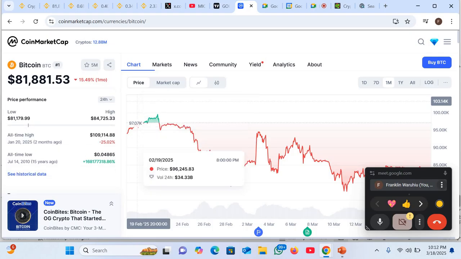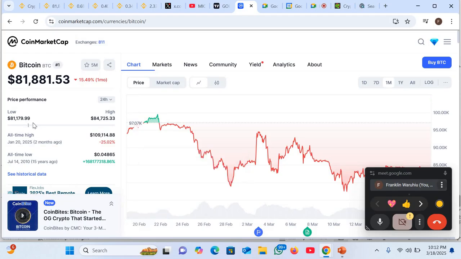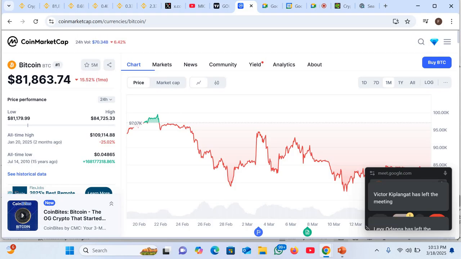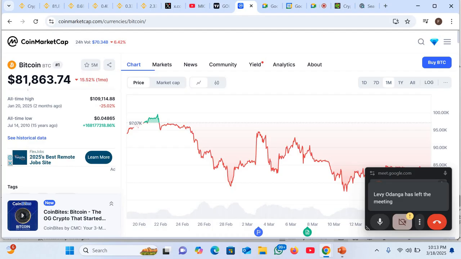CoinMarketCap is able to give you what we call historical data. So you are able to see in the last 24 hours which is the lowest price that Bitcoin has reached. You can see clearly that today, Bitcoin has reached a low of around 81,179. And in the last 24 hours, Bitcoin had reached a high of 84,728. So this historical data helps you as a trader.